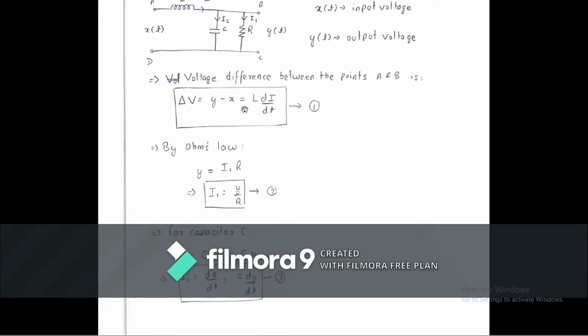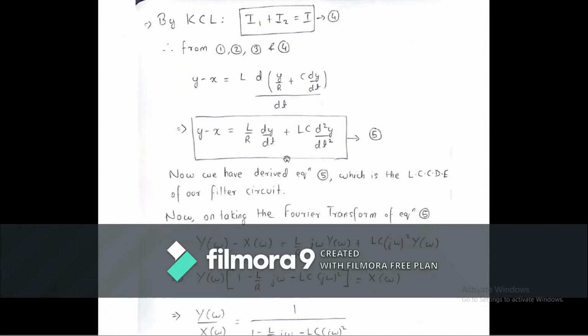For the capacitor, we can see that the charge stored in the capacitor will be equal to C into delta V. Delta V is again y for the capacitor. So when you differentiate this equation, you'll get I2 equals dq by dt, that is C dy by dt. I2 is the current flowing through the wire across the capacitor. Now by applying KCL, we can say that I will be equal to I1 plus I2, and therefore from equations 1, 2, 3 and 4 we derive the final LCCDE of this filter.